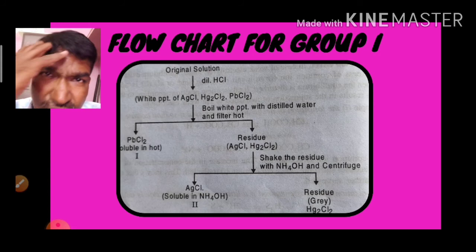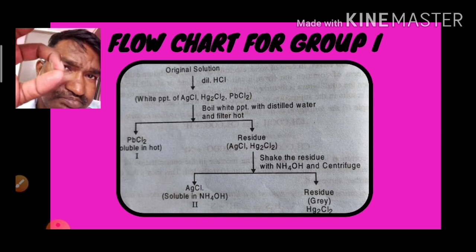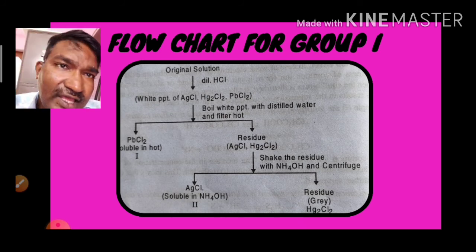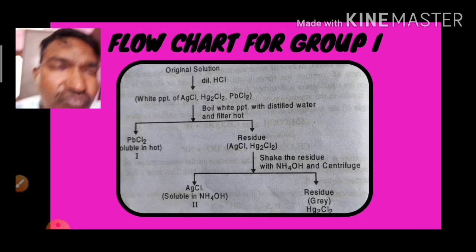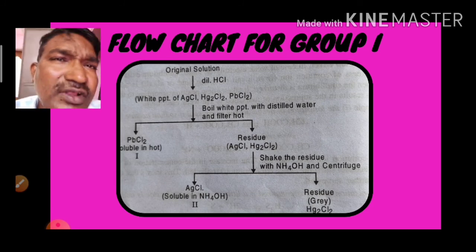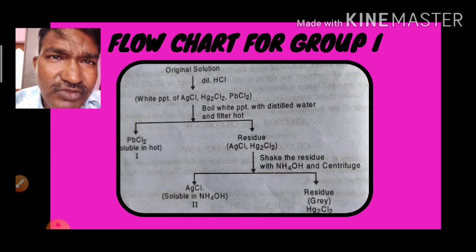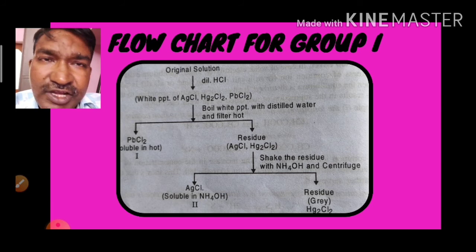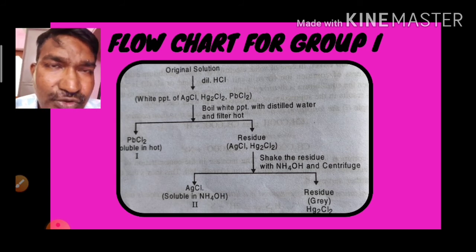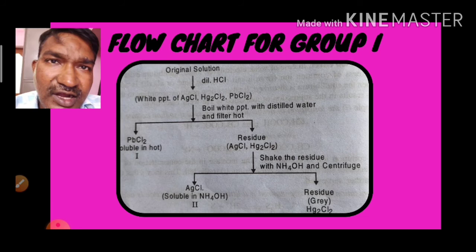This flow chart tells about the main principle, the main idea behind the identification of the first group cations. In this method, we have to take the original solution and add dilute HCl. So all the first group cations form the white precipitate only. Then we have to centrifuge that, take the residue, that means the precipitate, add water and heat. If the precipitate dissolves, we have to think that it is lead chloride.